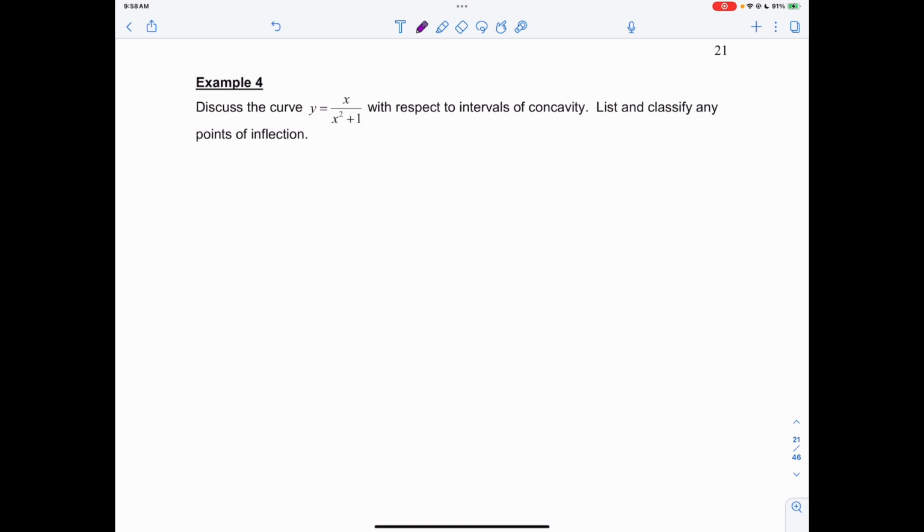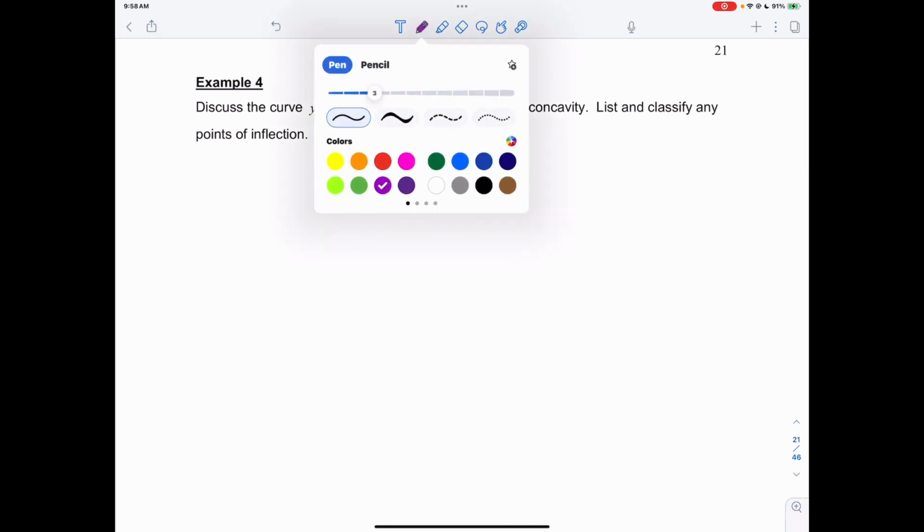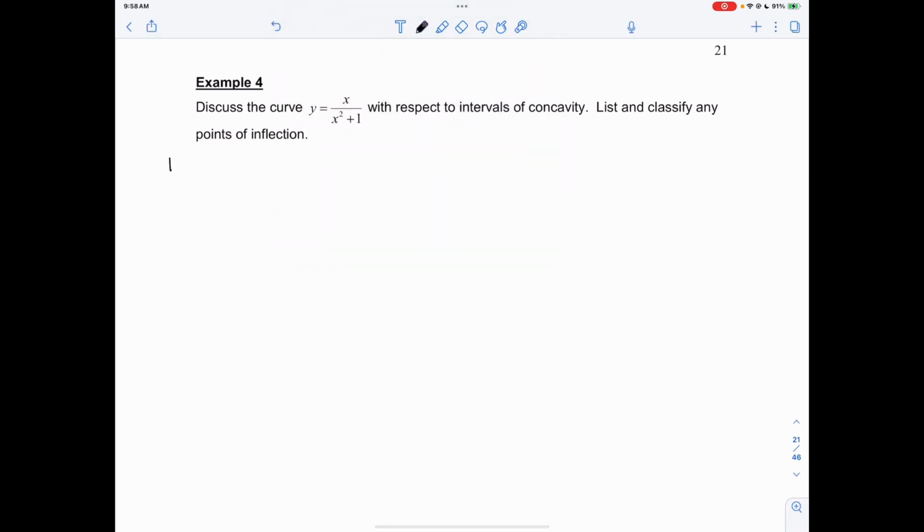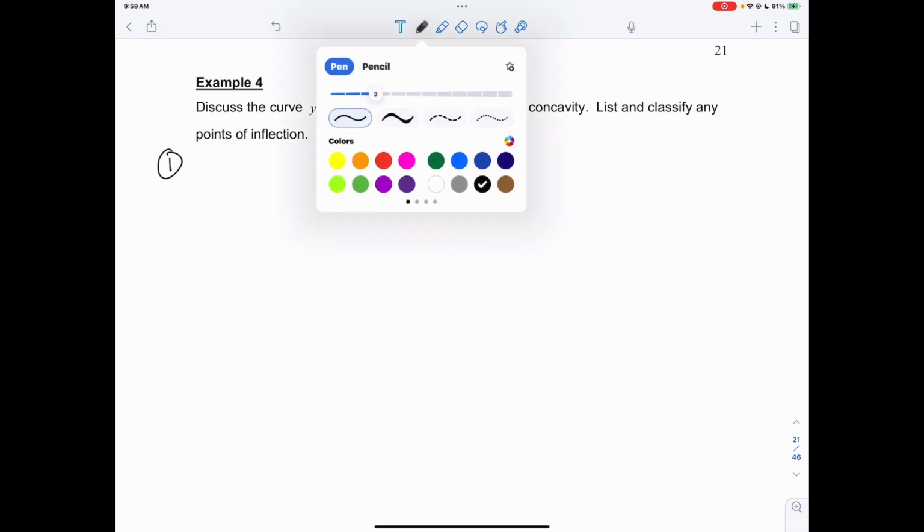All right, let's put it all together with one last example. Discuss the curve y is equal to x over x squared plus 1 with respect to the intervals of concavity. List and classify any points of inflection. So for part 1, we're going to do the derivatives.